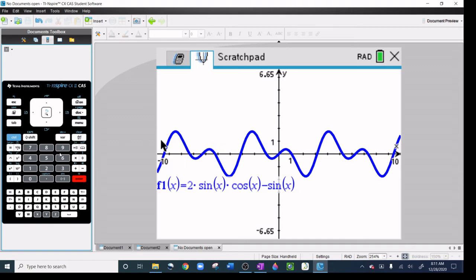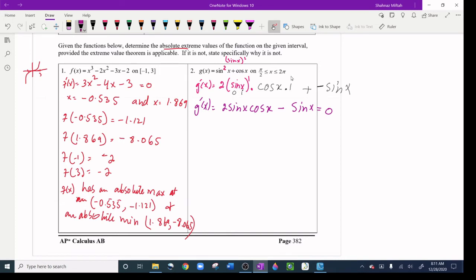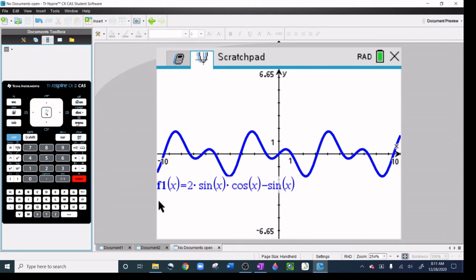I need, within the restricted domain, like pi over 2 and 2 pi, because that's what my restricted domain was. So I'm going to keep the window as it is so I can see exactly. But let's try 0, 2 in another tab. Here we go, that's 0.